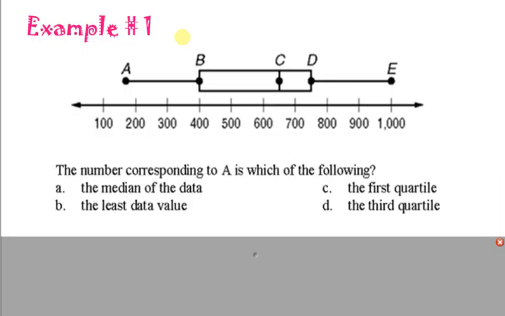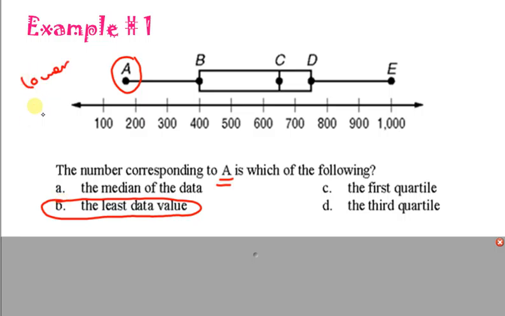So first off, we have this box and whisker plot. It's already been created for us. It has a number line. It goes in intervals of 100. We have A, B, C, D, and E. The number corresponding to A is which of the following? So here is A. Is it the median, the least data value, the first quartile, or the third quartile? So A is over here, and that should be answer B, the least data value, also known as the lower extreme.